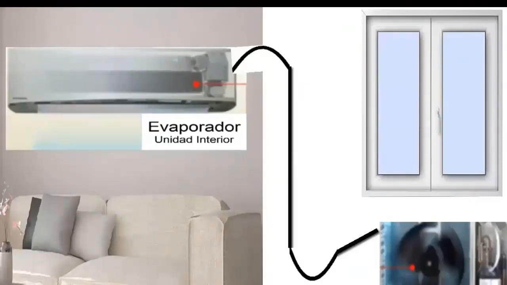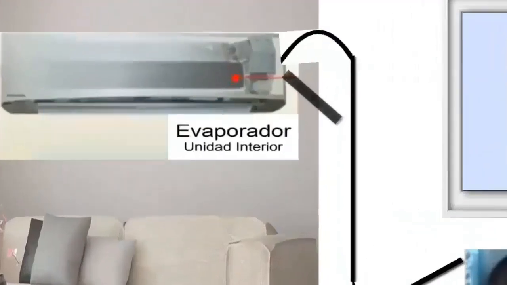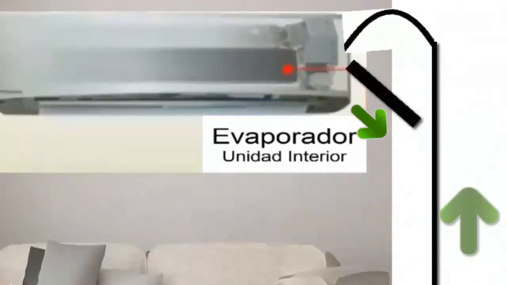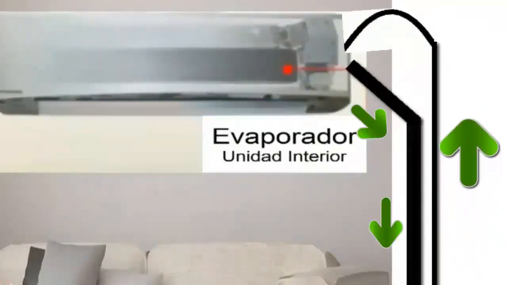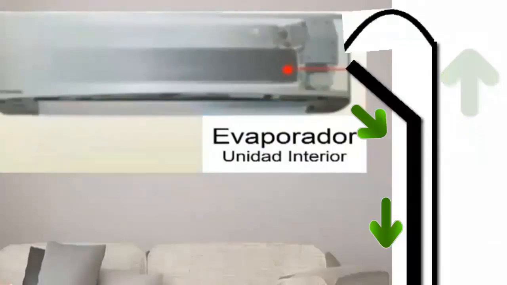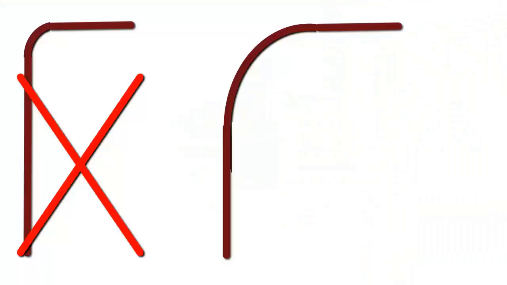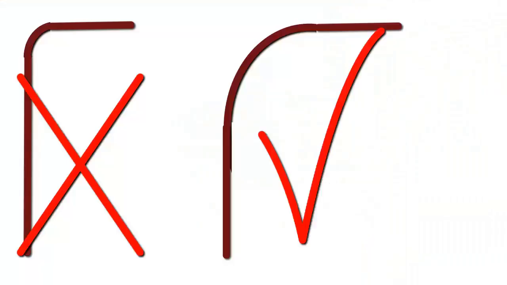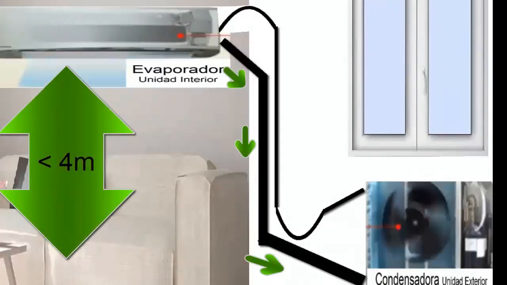B. Oil traps in thin pipes significantly affect the cooling capacity, as pressure drops in this pipe reduce the amount of liquid refrigerant that reaches the evaporator. Make curves with the largest possible radius to minimize pressure drop.